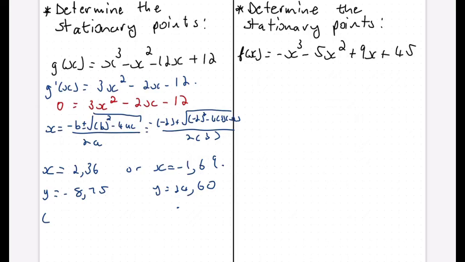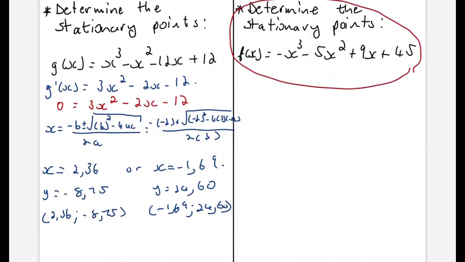Meaning that our stationary points are at (2.36; -8.75) and at (-1.69; 24.60). Those are the stationary points of our cubic graph there. Now, just for practice, I do encourage that you go ahead and try this one here. I'm about to write down what the answers should be, but make sure that you give it a try.